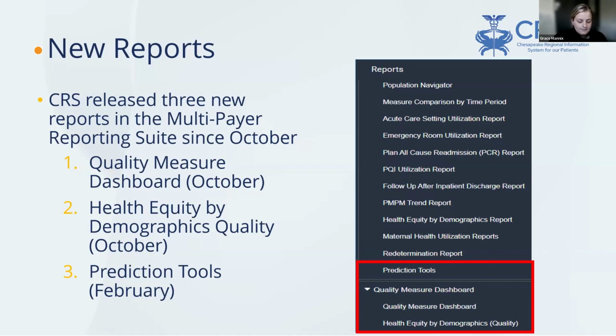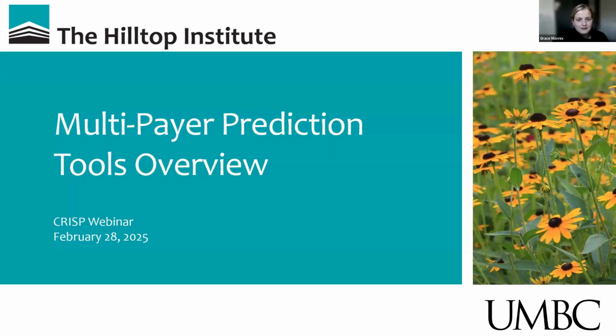So being able to see different prediction scores for your patients on your panel that fall into that Medicare and Medicaid population. So these 3 new reports were just recently added. And so today we just wanted to go over these reports and help you walk through them so you're able to utilize them. And I will hand it over to Morgan from Hilltop.